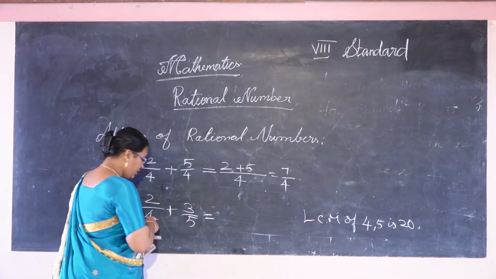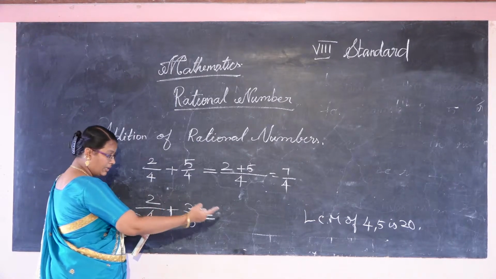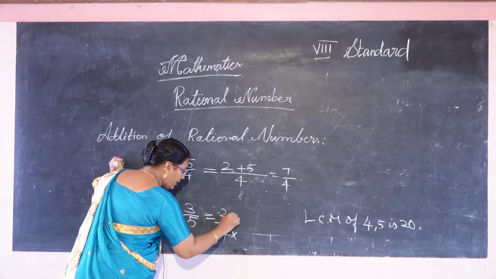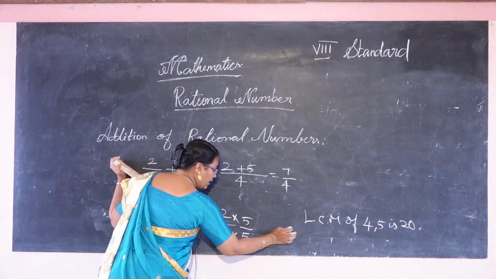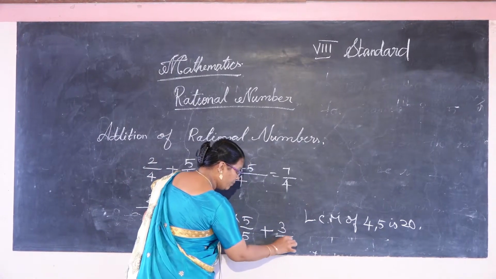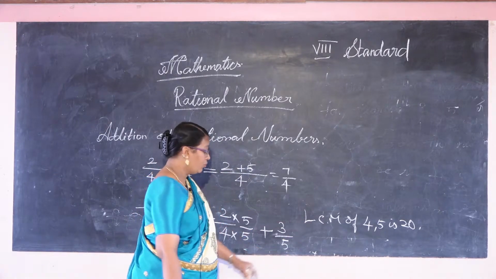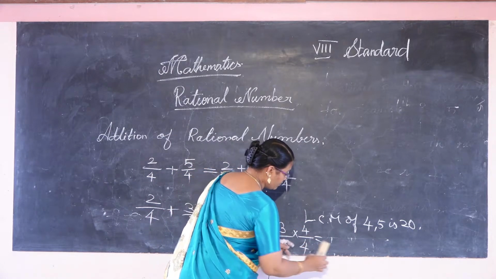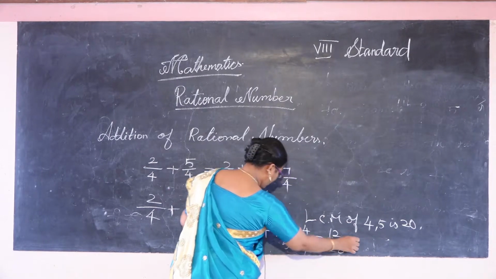So, for the first rational number, the denominator multiplied by 5 gives the denominator 20. So, numerator and denominator are both multiplied by the same number 5. And next, 3 by 5: the number by which we multiply the denominator to get 20 is 4, and the same number is multiplied in the numerator. So, 3 4s are 12, 5 4s are 20.